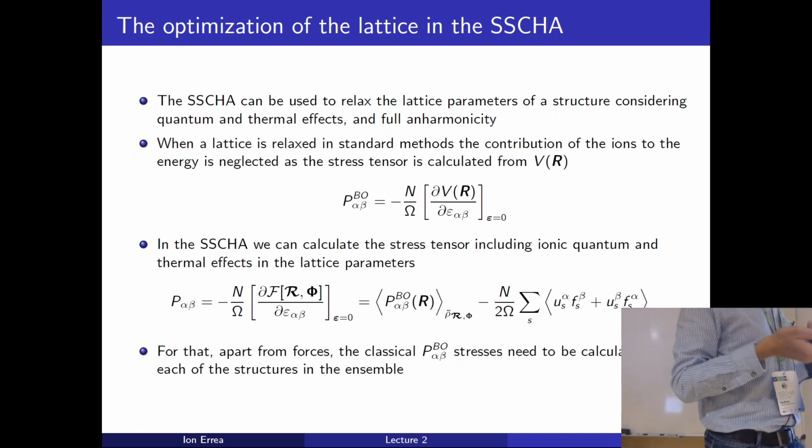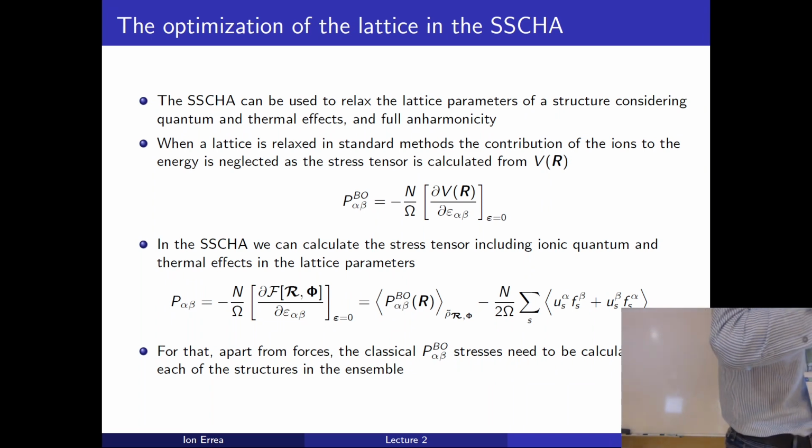So what we can do instead is calculate this pressure tensor not as derivatives of the Born-Oppenheimer potential, but as derivatives of our free energy. There is an analytical equation, where we need to calculate the stress tensor coming from the Born-Oppenheimer energy, take the quantum statistical average of this object, plus this extra term, where we have displacements times forces. So we can do that.